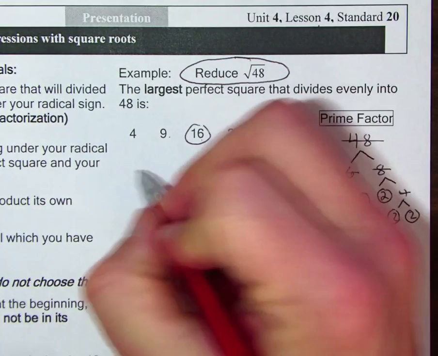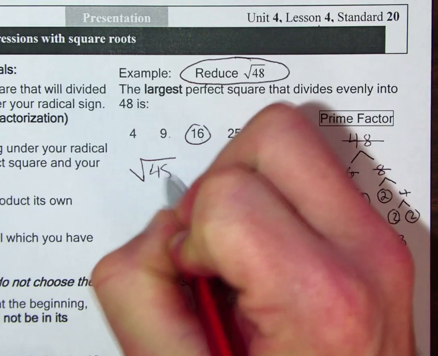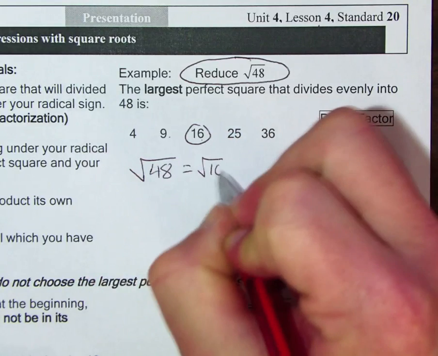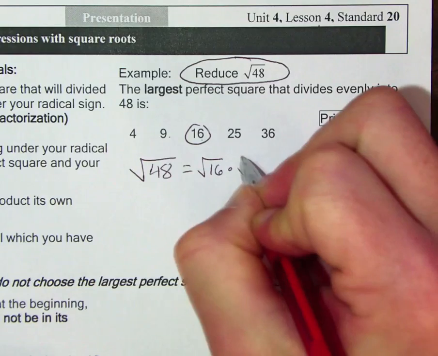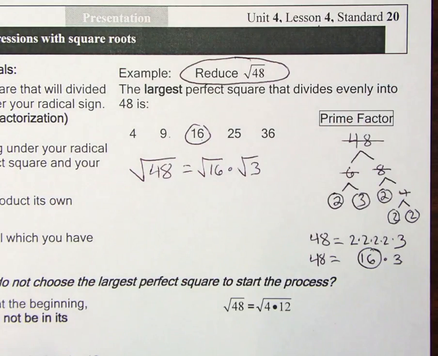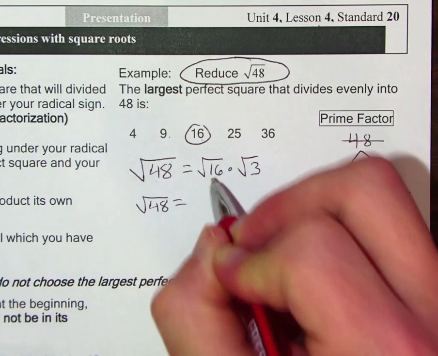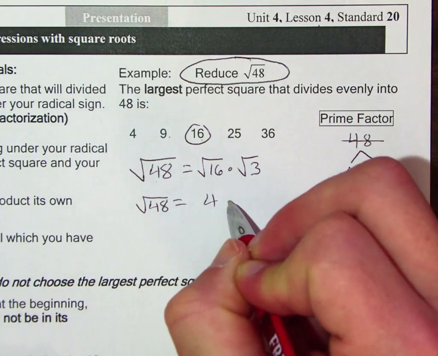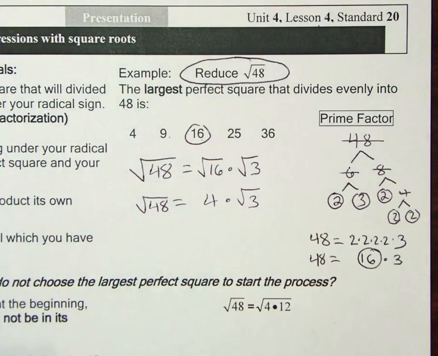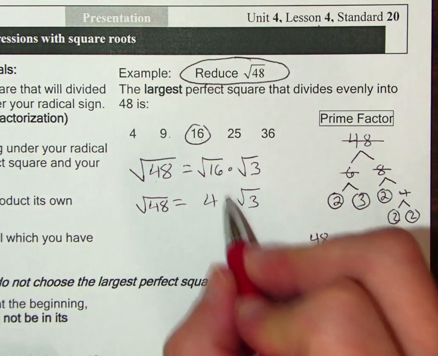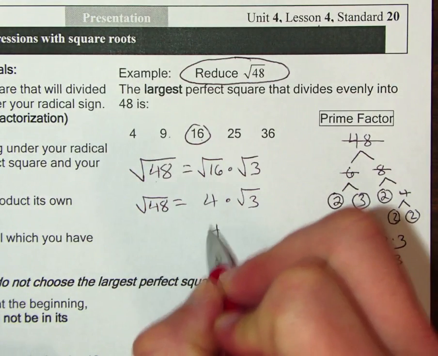So if I were to come over here, I could show you this. The square root of 48 is equal to the square root of 16 times the square root of 3. 16 times 3 is 48. We got that from here. Why is this important? Because I know this square root, that's 4. I don't know the square root of 3. This is it. This is reduced, although you'll often see it written like this.